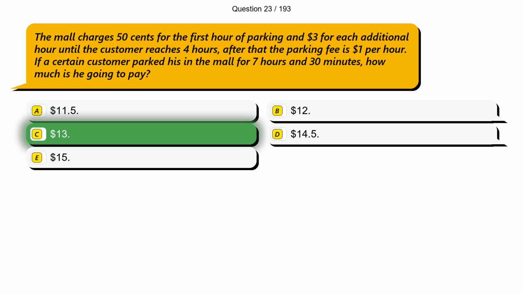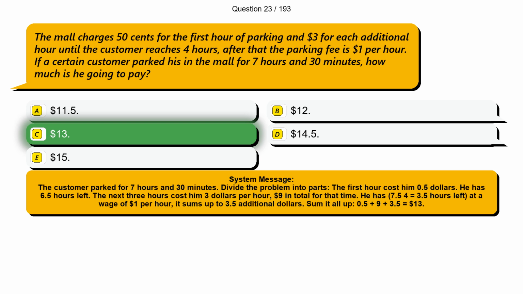The correct answer is option C, $13. The customer parked for 7 hours and 30 minutes. Divide the problem into parts. The first hour cost him $0.5. He has 6.5 hours left. The next 3 hours cost him $3 per hour, $9 in total for that time. He has 7.5 minus 4 equals 3.5 hours left. At a rate of $1 per hour, it sums up to 3.5 additional dollars. Sum it all up, 0.5 plus 9 plus 3.5 equals $13.